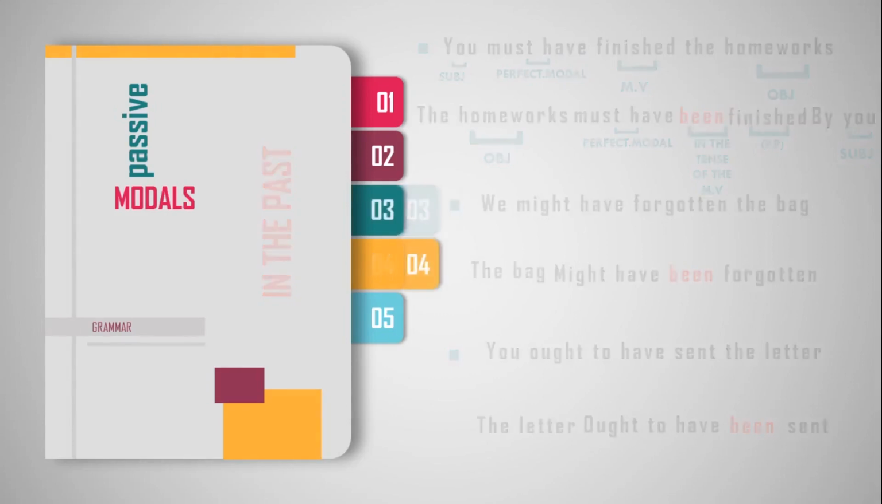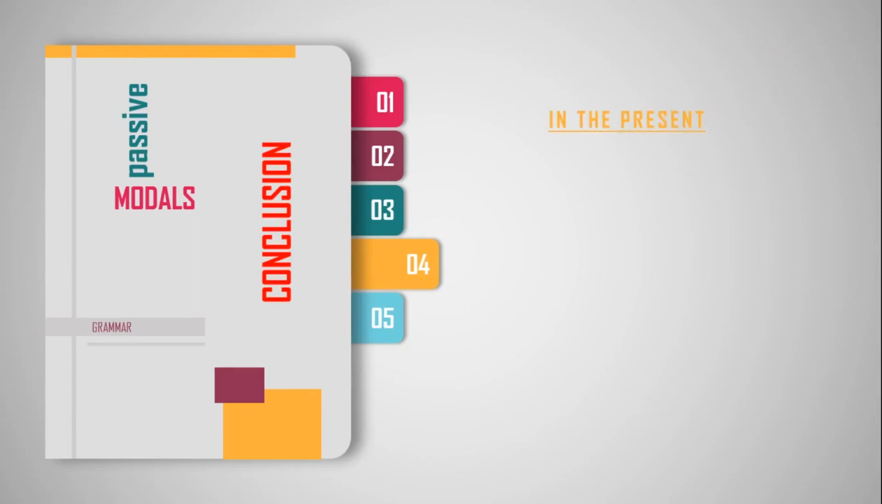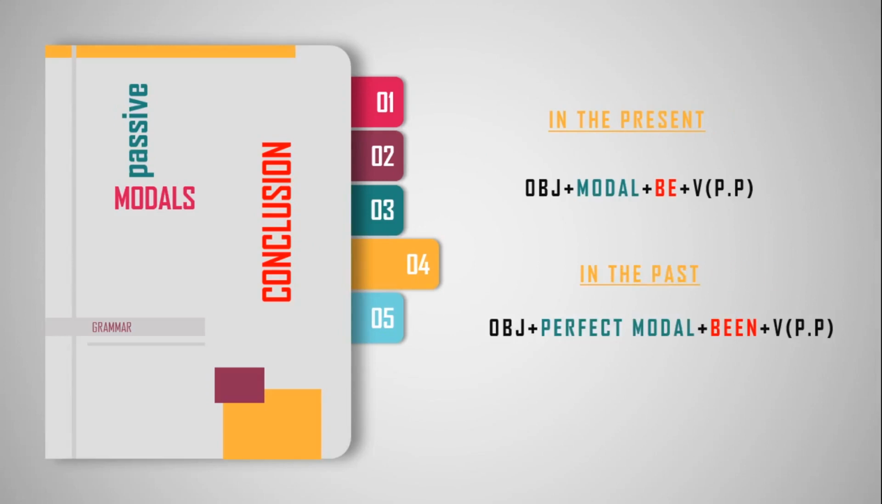Alright, so let's have a conclusion. In the present, we have object plus modal plus be plus verb in the past participle, and in the past we have object plus perfect modal plus been plus verb in the past participle. So this is again a conclusion of the rule which we use to change the active voice sentence, which includes a modal, into a passive one, in the present and in the past. As you can see, it's very easy. If you didn't understand, of course, you can repeat the video again and again.